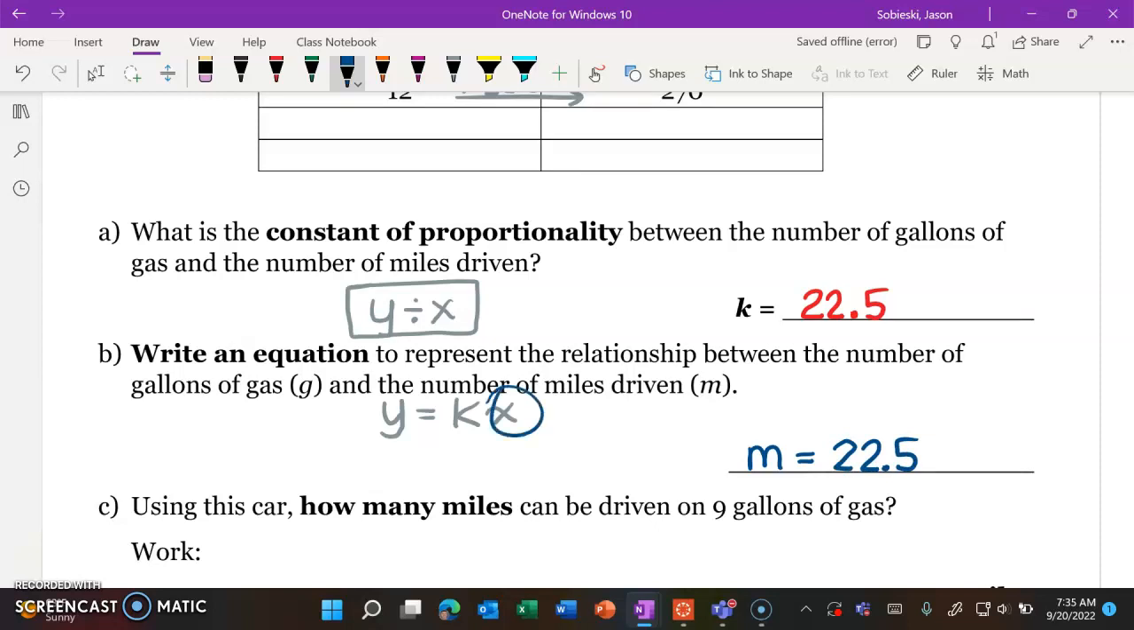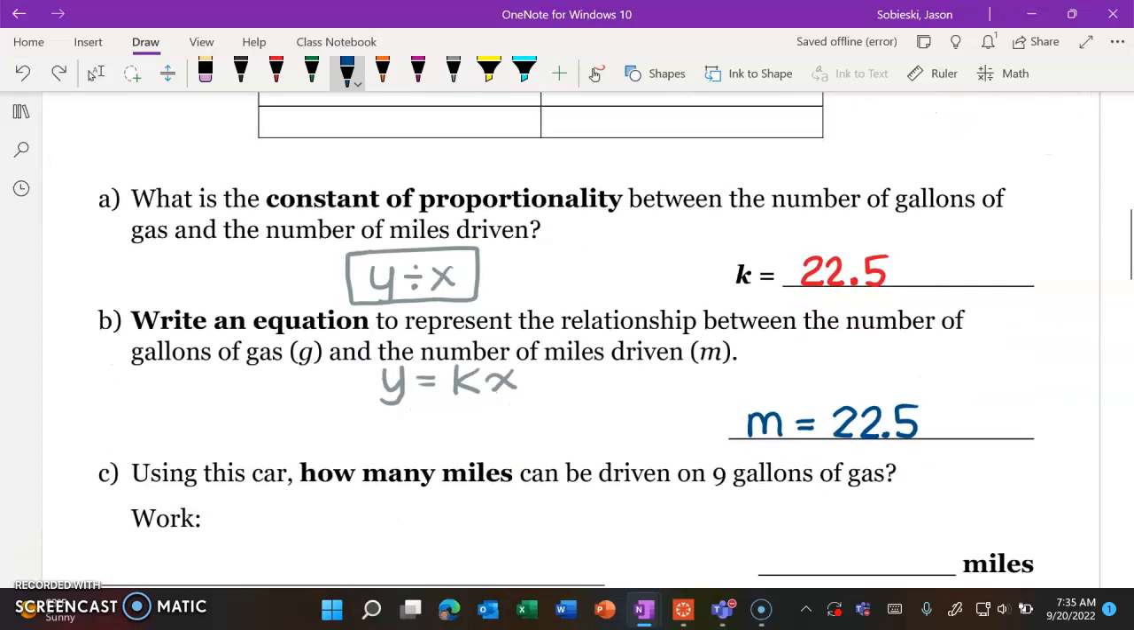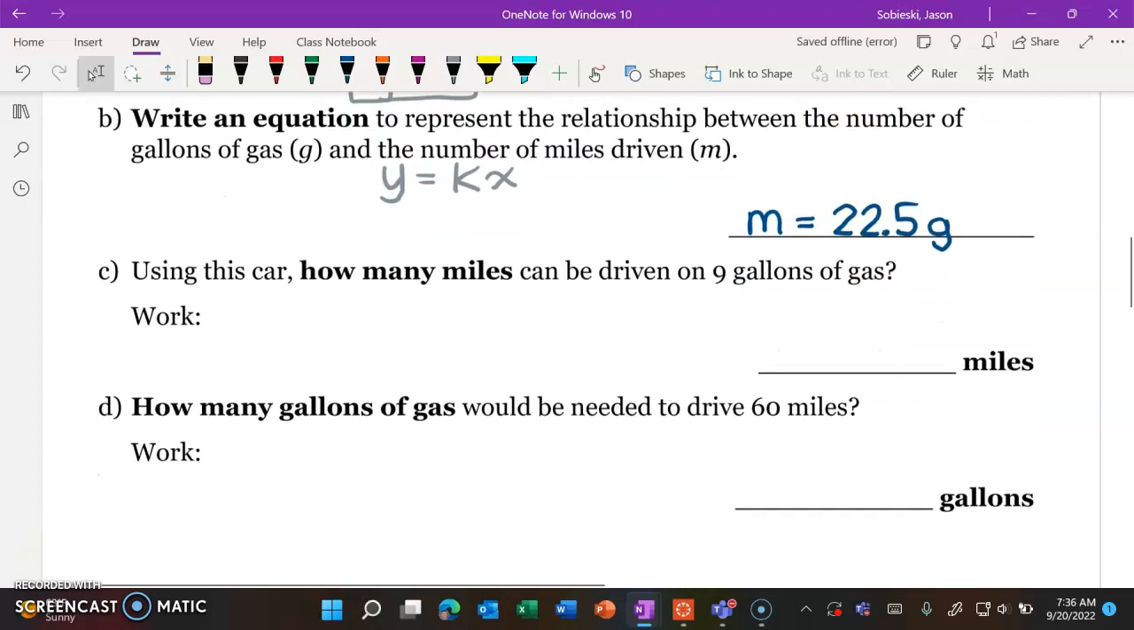And then again, instead of using an x, if we refer back to our table, the x column, we were supposed to use G for gallons of gas. So our equation would be m equals 22.5 G. In other words, the amount of miles we can drive is 22.5 times the amount of gallons that we have. Again, we can use this equation to answer a couple of questions.